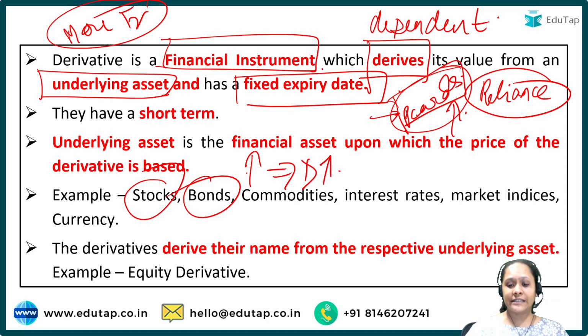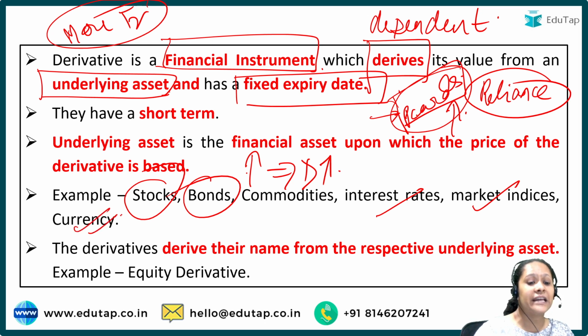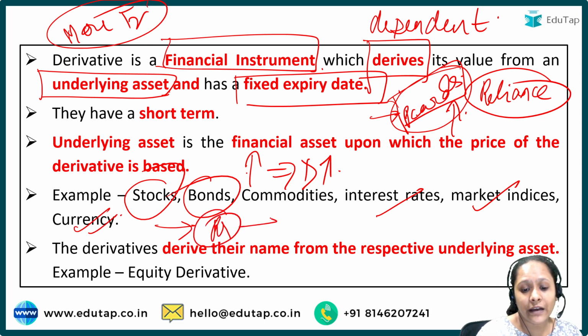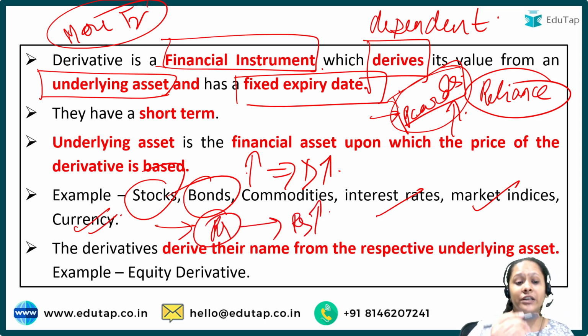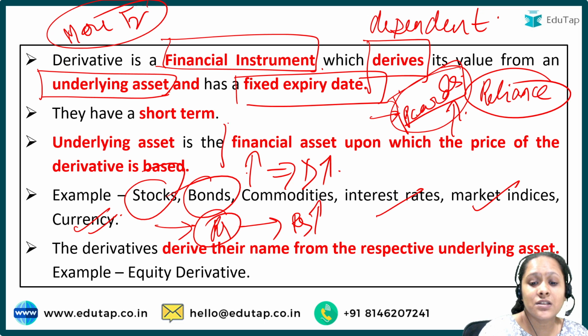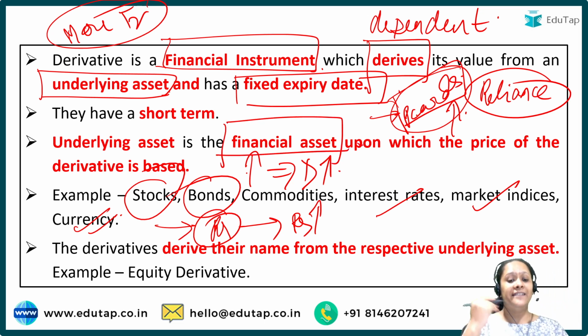Likewise, in all the other cases, other examples of underlying can be interest rates, market indices like Nifty 50, and currency. Okay, let's say you invested in a derivative where the underlying is the Indian rupee. So when the value of the rupee appreciates or increases, the value of the derivative would increase. Thus, to recapitulate, what is an underlying asset? An underlying asset is a financial asset on which the derivative's value depends.